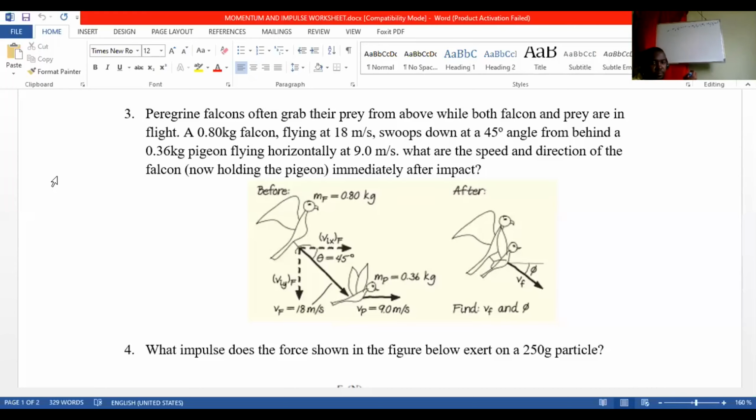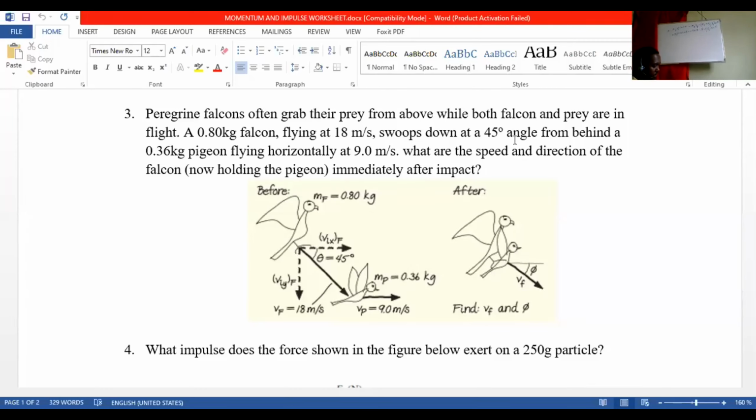We substitute the values. The mass of the falcon is 0.8, and the velocity VF is 80, so that's 0.8 times 80 cos the angle, which is 45, plus the mass of the pigeon, 0.36, times VP, which is 9, equals the sum of the masses, 0.8 and 0.36, which is 1.16, times VF unknown, cos the angle, which is unknown as well.